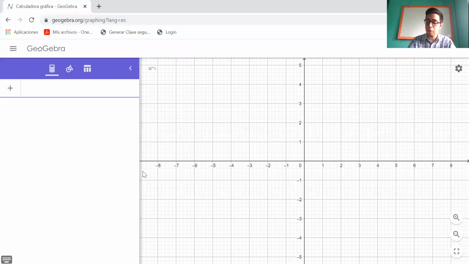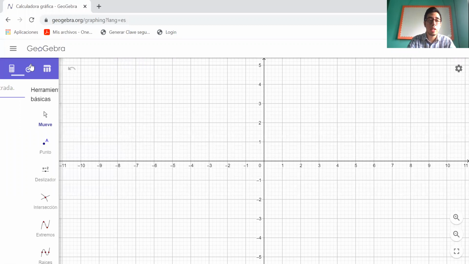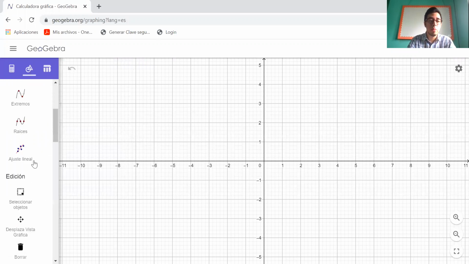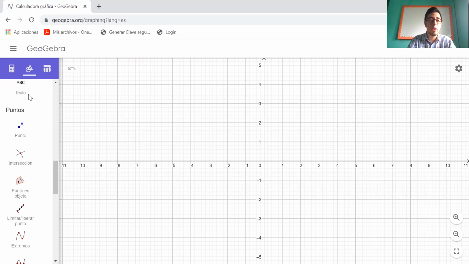Now in example 3, we need to graph a given linear equation. So they give you the equation and we need to graph this equation. I'm going to insert the text in here so we can see it better. The text is up here.